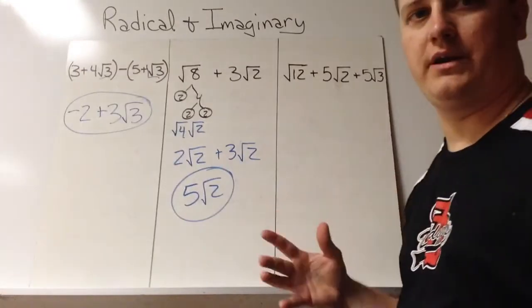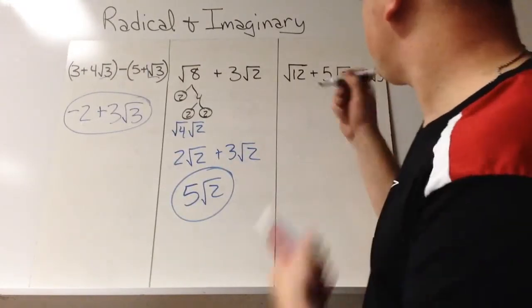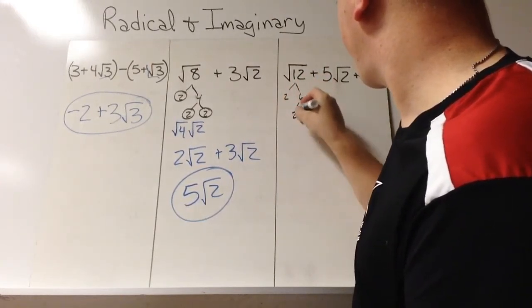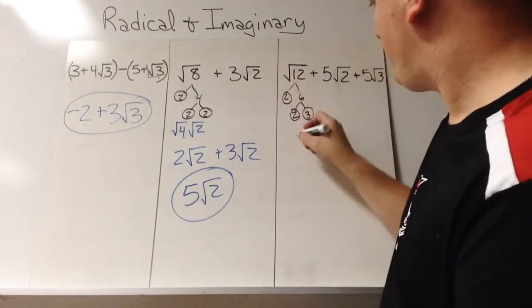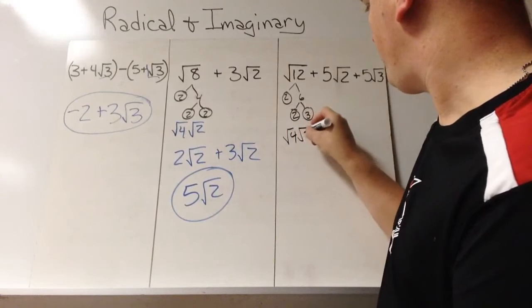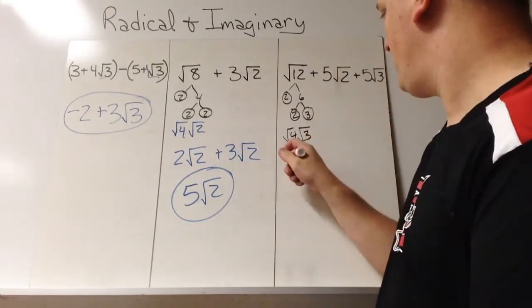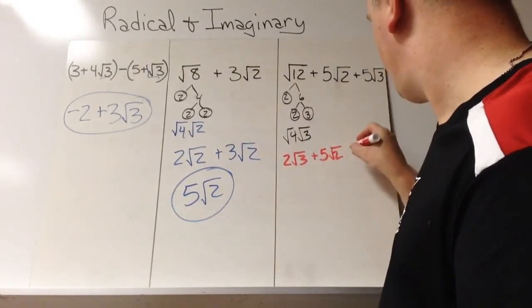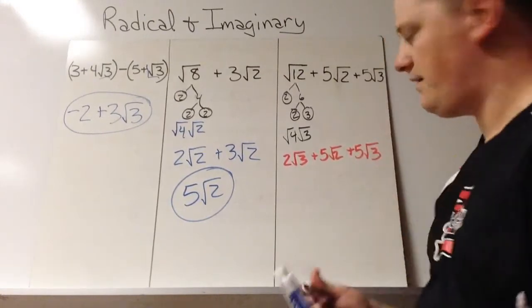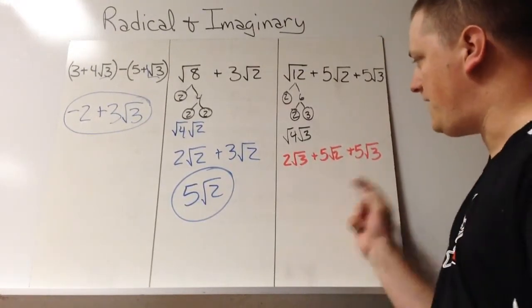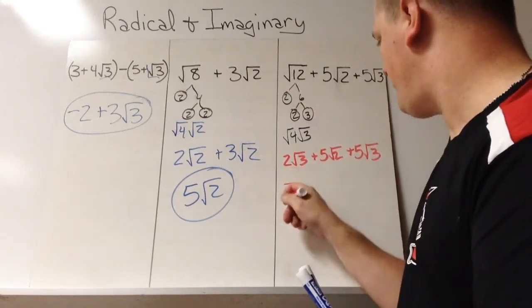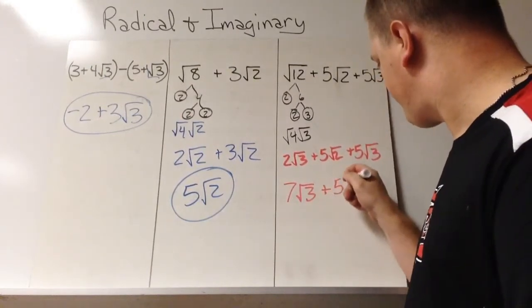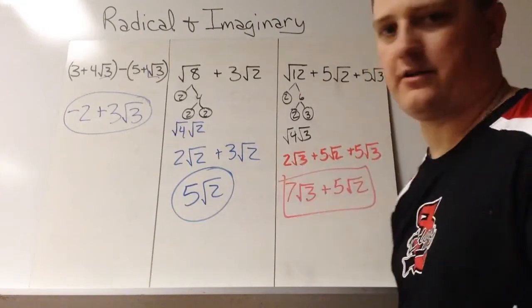And our last one, kind of the same vein. So we've got square root 4 square root 3, which is going to give us 2 square root 3 plus 5 square root 2 plus 5 square root 3. Okay, so square root 3's can be added. So 2 and 5 make 7 square root 3. Square root 2 can't be added with it, so it just comes down. And there's our radical there.